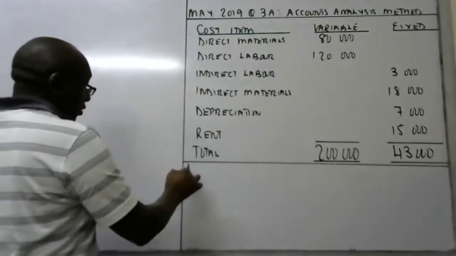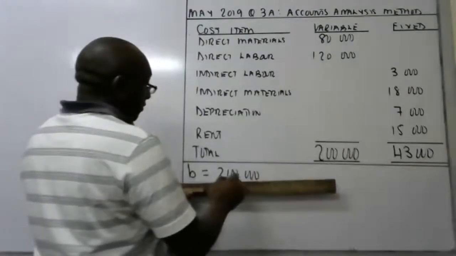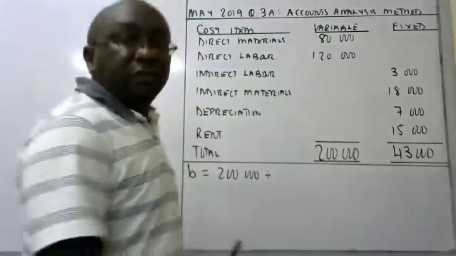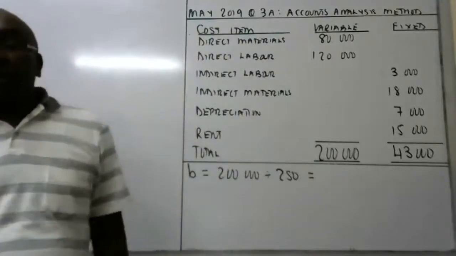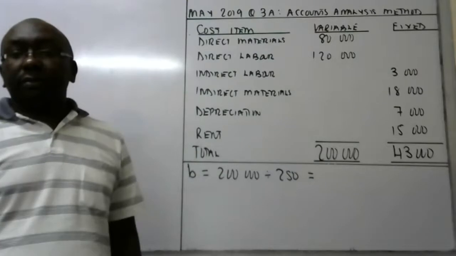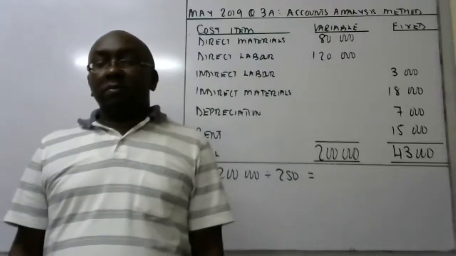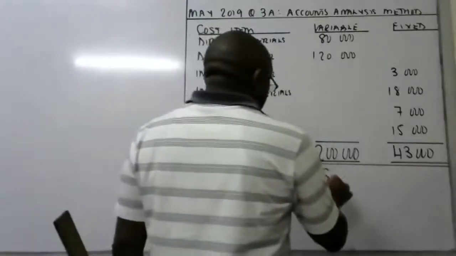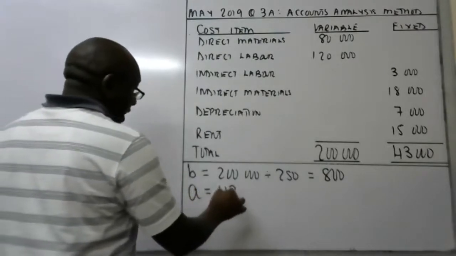So the next thing that you do is to say that b should be the total variable cost of 200,000. You divide by the number of units. The number of units in this question are 250. So divide that by 250 and tell me what is the answer. 800. Thank you, Maureen. Then a is 43,000.